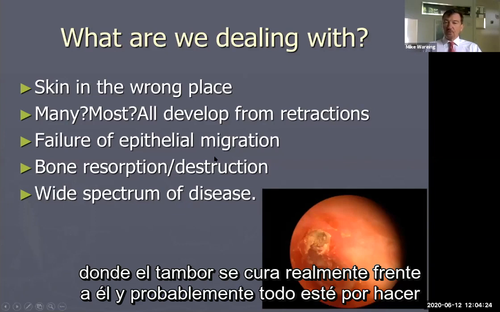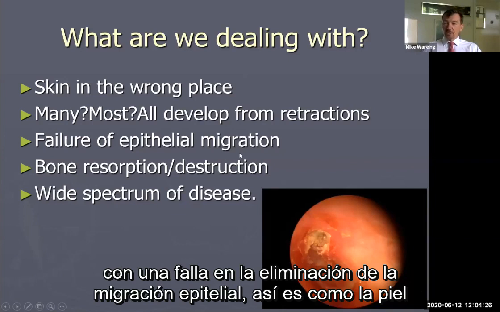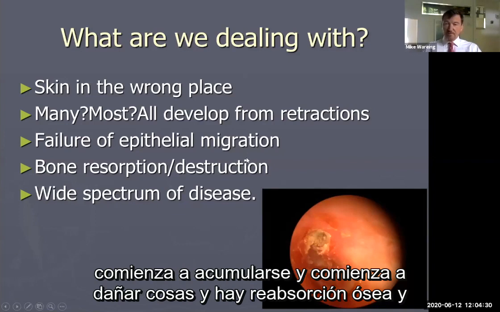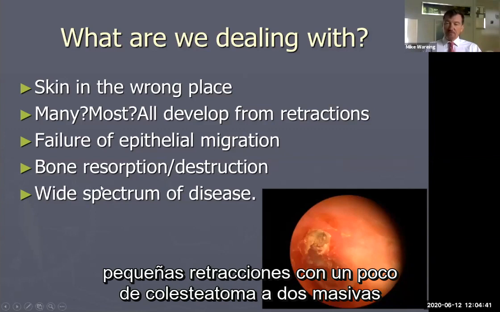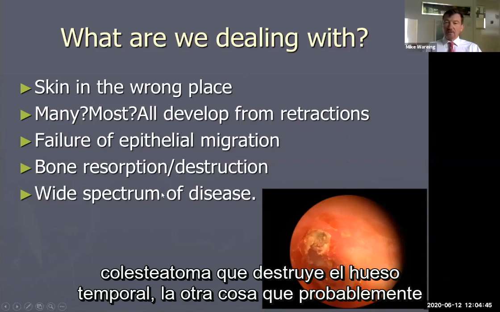And it's probably all to do with a failure of epithelial migration. That's how the skin starts to build up and starts to damage things. And there's bone resorption and bone destruction. And there's a wide spectrum of disease, from really very small retractions with a bit of cholesteatoma to massive cholesteatoma destroying the temporal bone.